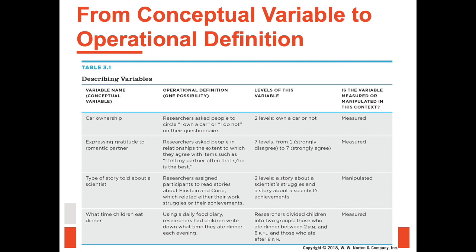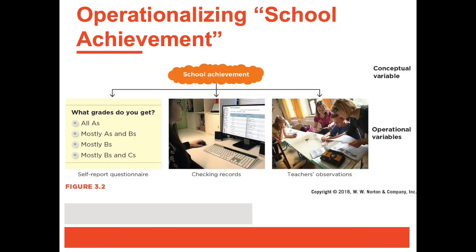The last one, what time children eat dinner. Again, that's a measured one. So hopefully you're getting the idea. If it's something that just happens, we're not causing it to happen necessarily. It's just what ends up happening. That's a measured one. If it's one we assign, either randomly or not, that's manipulated.